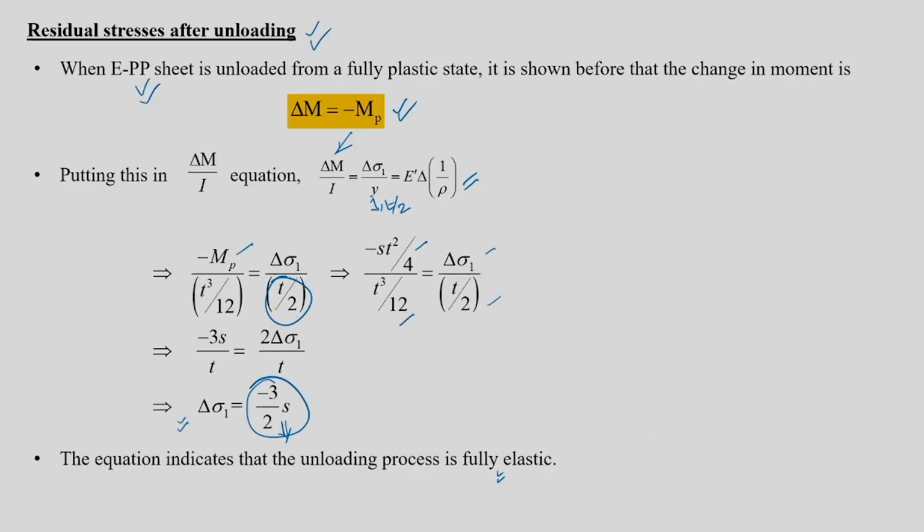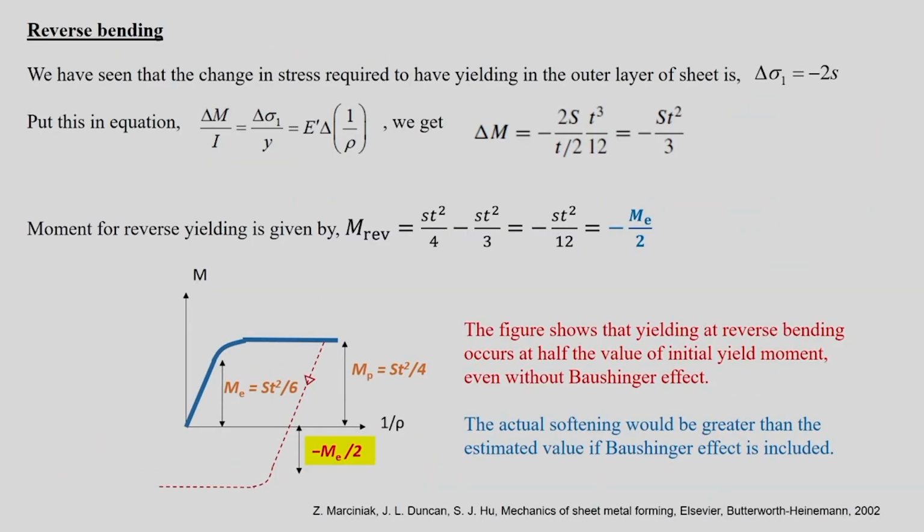So, now this is one. Now let us go to reverse bending. Reverse bending means you are bending the material, then unloading it, and then reverse bending it. So, your moment versus 1 by rho is like this. You take this part here, it becomes a constant flow stress, you unload it, then follow this part, and then again you bend it and take it to the negative side.